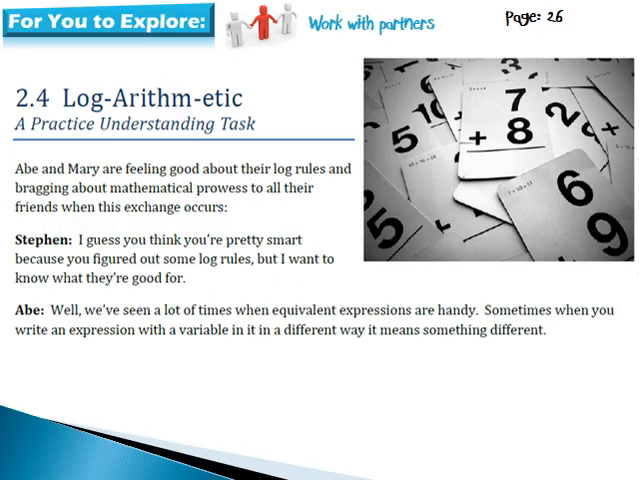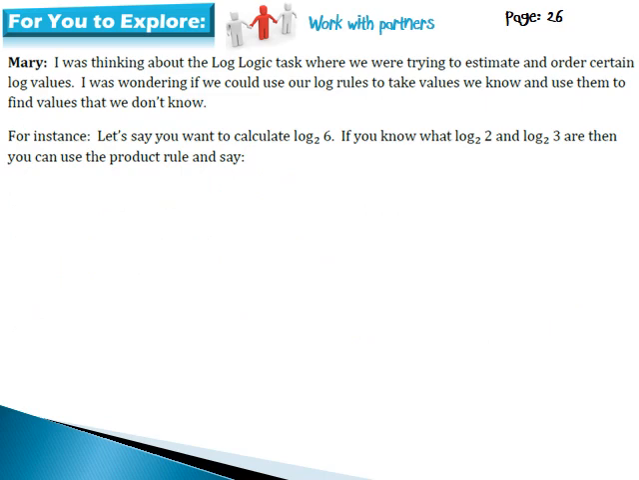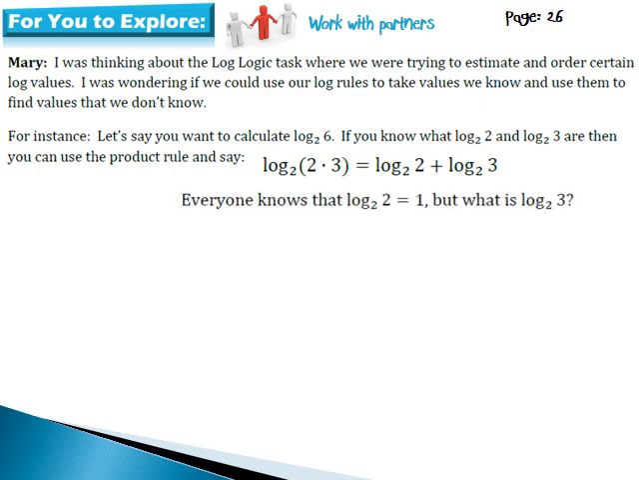So these guys are having a conversation. You can read this on your own. Basically what's going on here is this guy says, all right, I know that this equals that. And the other guy says, yeah, of course it does. And he says, everybody knows that log base 2 of 2 equals 1, but what about log base 2 of 3? What does that equal? And they keep on going. He says, oh yeah, I saw this somewhere, that equals 1.585.